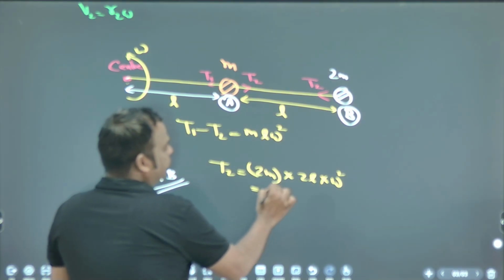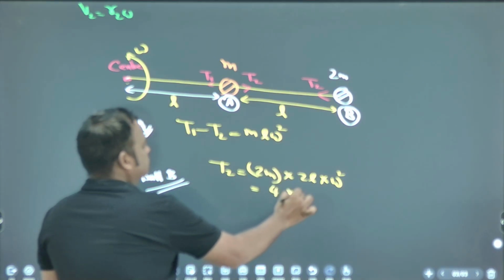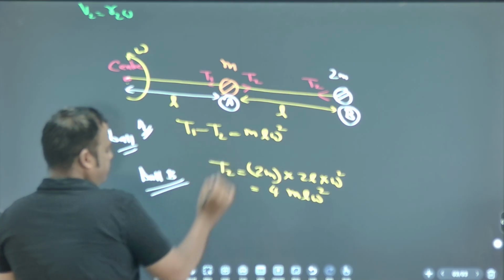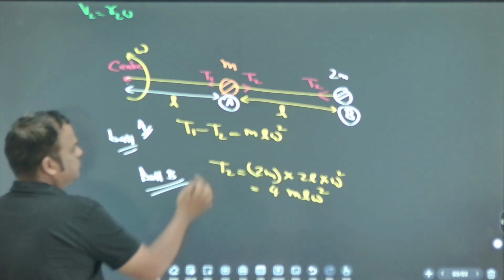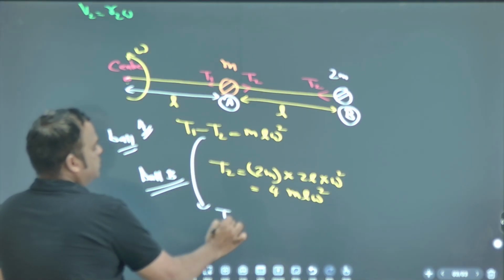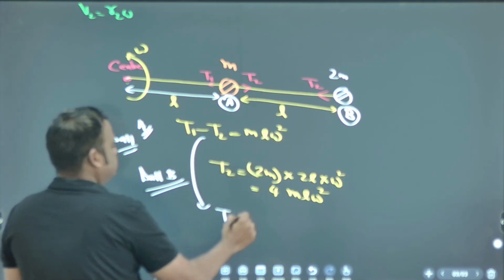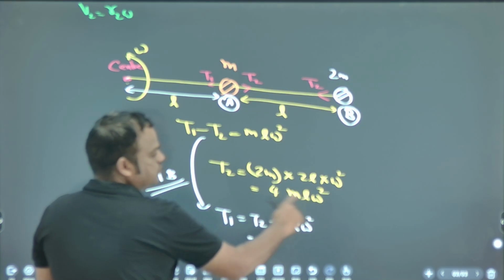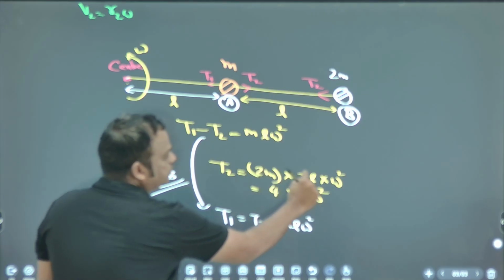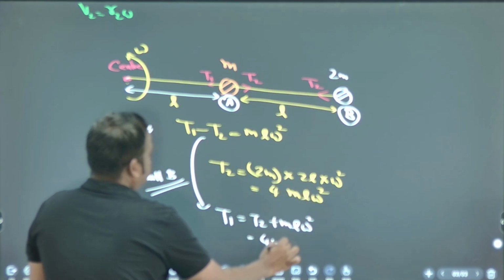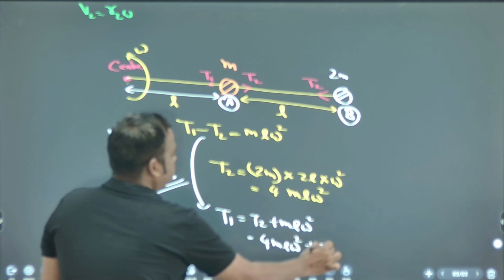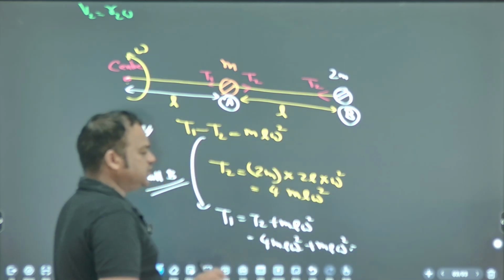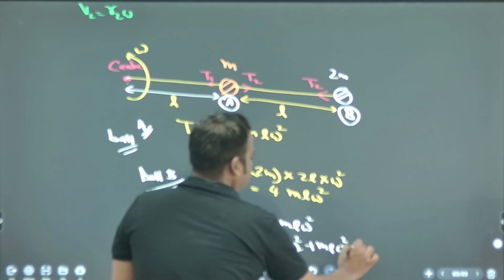So T2 is 4 m L omega square, correct? And now calculate T1. So T1 is equal to T2 plus m L omega square, and T2 is 4 m L. Okay, 2 into 2, 4. So what is the answer? 5. Good. So 4 m L omega square plus m L omega square. So 4 plus 1.